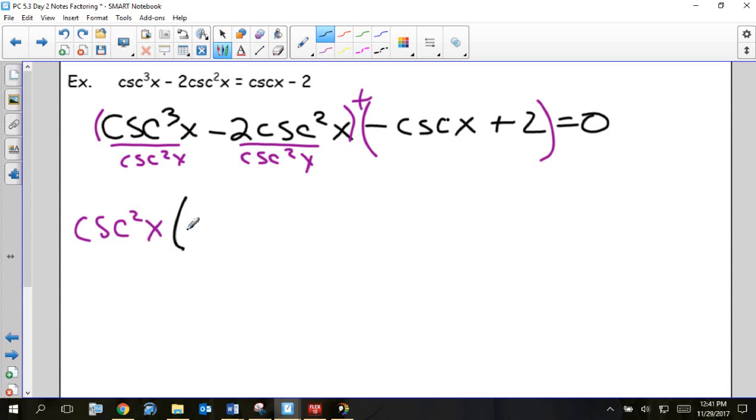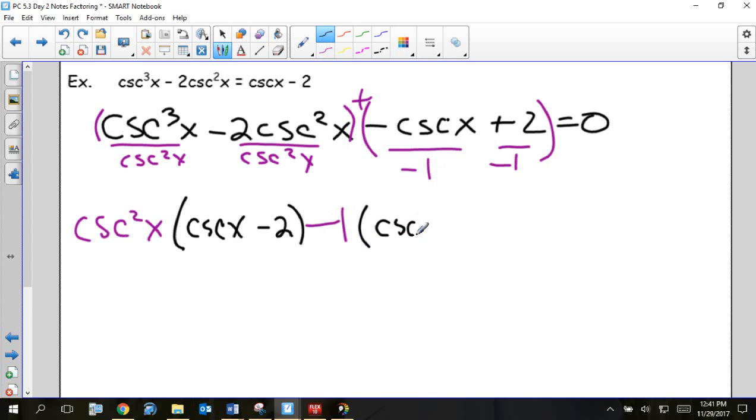So I'm left with cosecant x minus 2. Other parentheses, I'm going to factor out the -1. And I'm left with cosecant x minus 2. So then I ask, we now have 2 terms. Is there some sort of greatest common factor between my 2 terms? That cosecant x minus 2 is now what I'm undistributing.